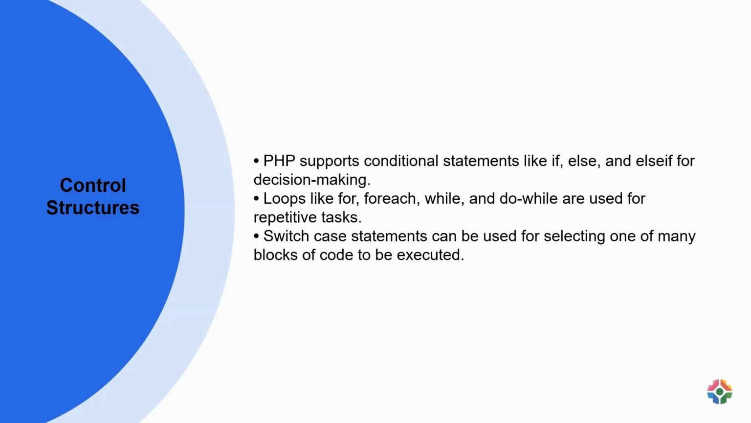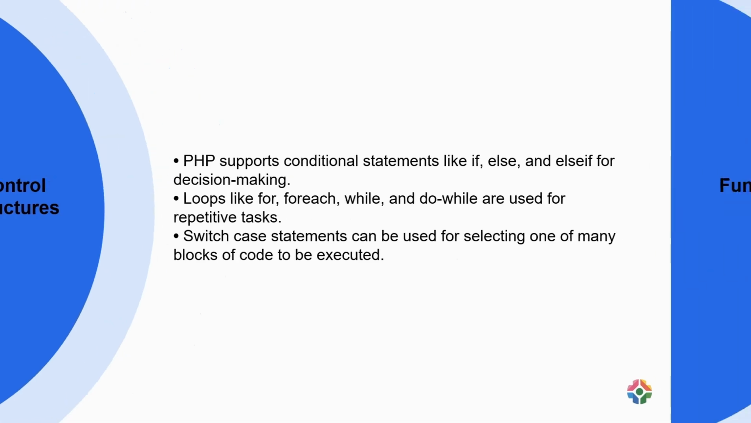For example, you can use a foreach loop to iterate through an array of items and perform the same operation on each item. Switch case statements in PHP aid in selecting one block of code to execute from multiple options based on a specific value. A practical application is a menu system where a user's choice determines which function to execute.